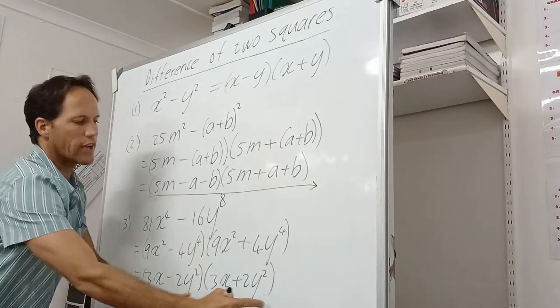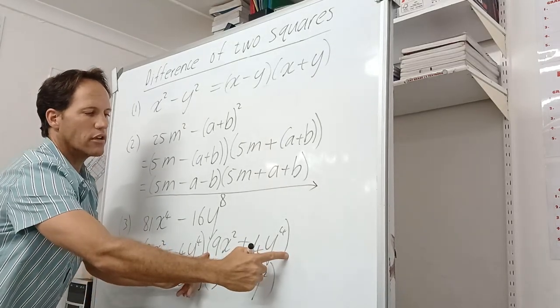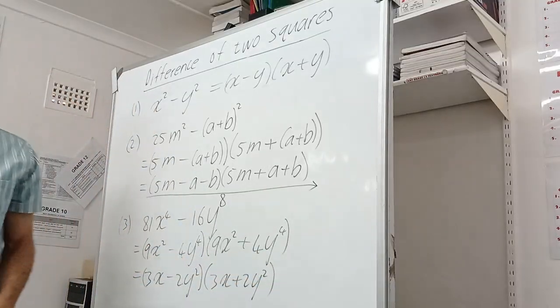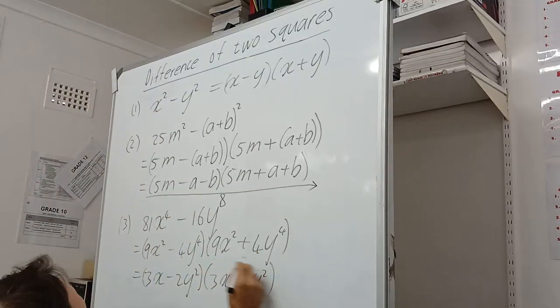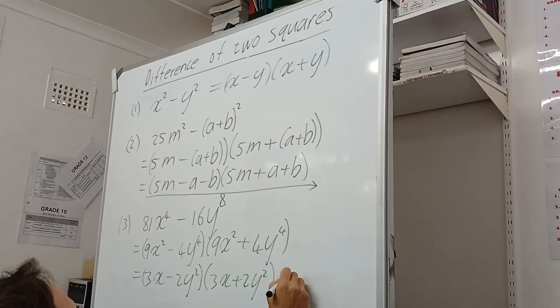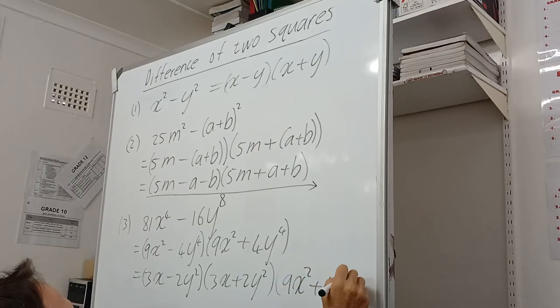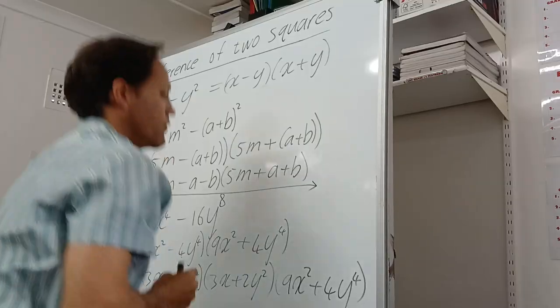That part has been factorized. And what about this part? It stays just like that. You can't factorize it, so you just put it at the back. So you're going to say 9x squared plus 4y to the power 4. Okay.